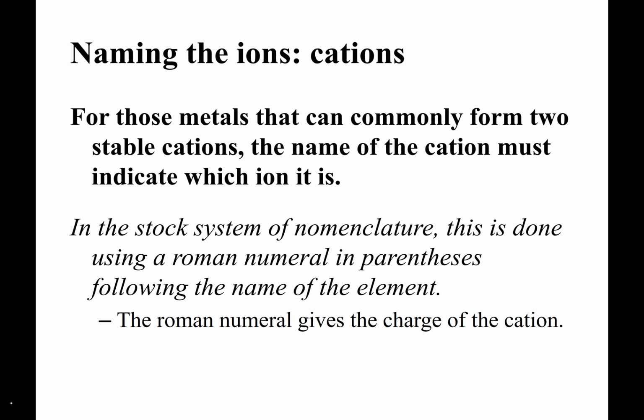Cation. So for those metals that can commonly form 2 or more stable cations, you need to indicate which ion it is. You need to indicate which cation it is. There are 2 ways to do this. We're just going to indicate in Roman numerals the charge. There's an alternative way, and I think I have the list coming up here.